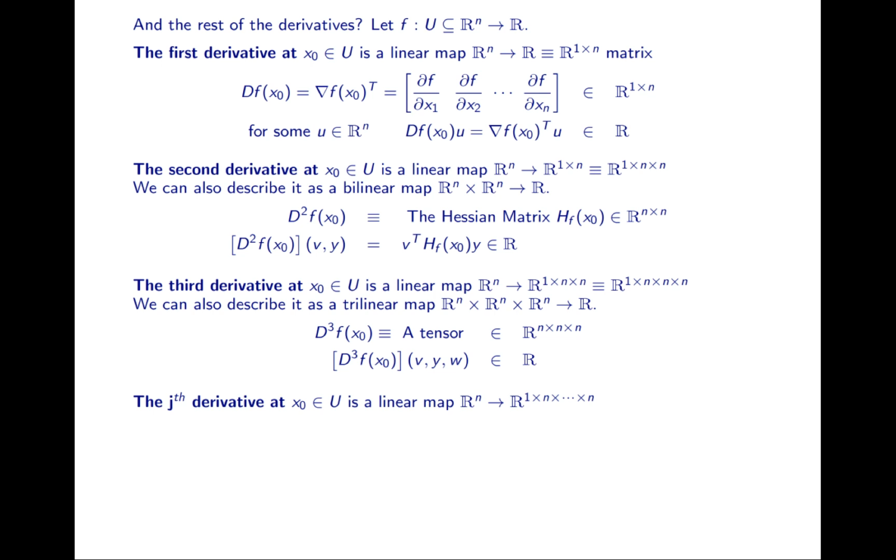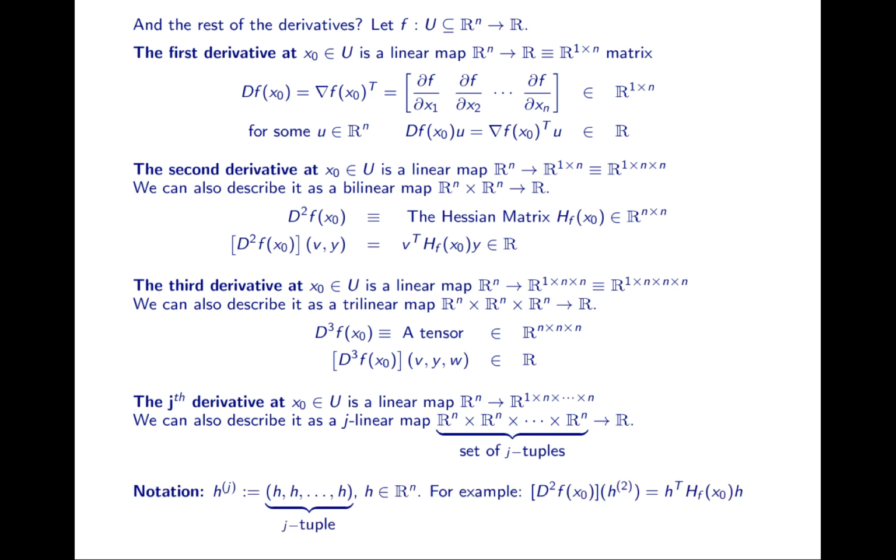The jth derivative at x naught and u is a linear map from Rn to R^(1 by n by n by n ... by n). Of course, there are j n's there. And again, the jth derivative can be thought of as a j-linear map that maps j n-dimensional vectors to a number in R.